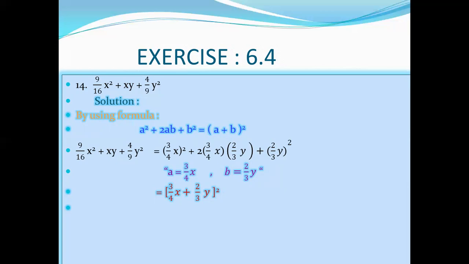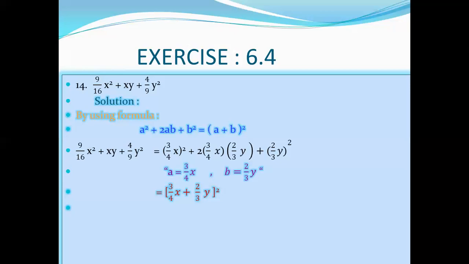Come to question 14. 9 over 16 x square plus xy plus 4 over 9 y square. Although the numbers are in the form of fractions, there is no change in the method. 9 over 16: 9 is the square of which number? 3, and 16 is the square of 4. So there is no change, only the numbers are given to you in fractions. Otherwise, the procedure is the same, the formula will be the same.